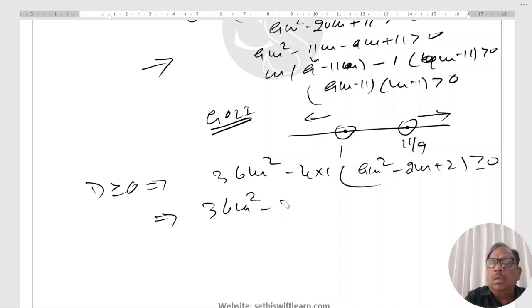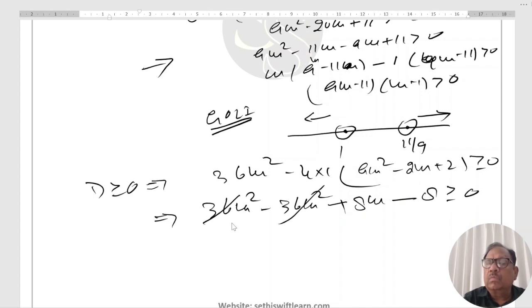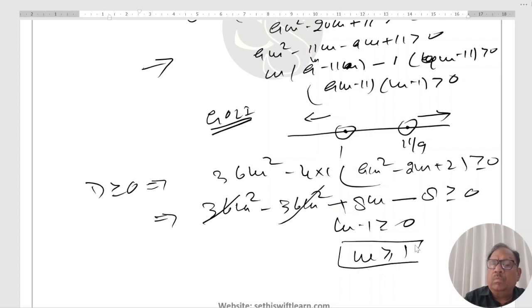36m square minus 36m square plus 8m minus 8 greater than equal to 0. This goes m minus 1 greater than equal to 0. M should be greater than equal to 1. Means 1 to infinity. This is equation 1. This is equation 2. Right?